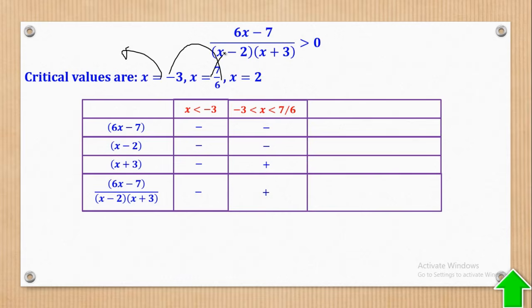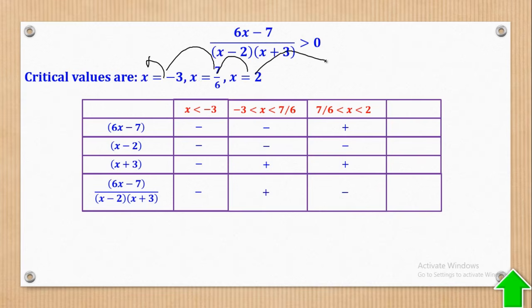Now next is between this and that. So we shall come and write its inequality. So here we shall use the value. Let us use the value of this is greater than 1. Let's use 1.5. So 1.5, put it here, you'll come up with a positive. Put it here, come up with a negative. Put it here, come up with a positive. So in the end, the resultant will be a negative.